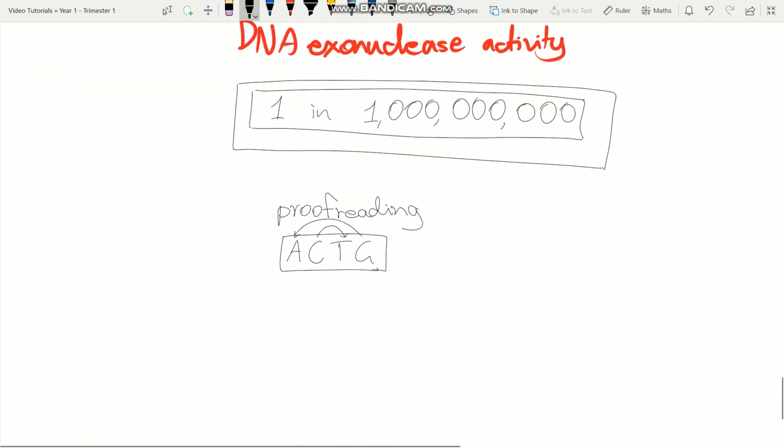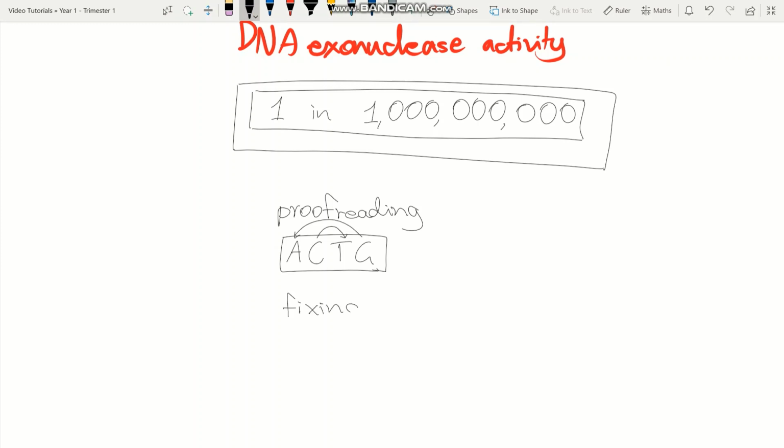This proofreading is coupled with actually fixing the mistake. So the exonuclease activity is able to be assisted actually also by DNA polymerase 3 in order to allow for the fixing of these particular mistakes. So as you can see, there are a lot of different ways in order to allow for this process to go well, and there are a lot of safety nets that ensure that this process doesn't go awry.